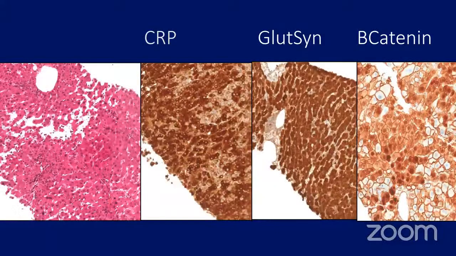So this is an example of an exon 7, 8 beta-catenin mutated adenoma, and here you can see that this one would have the sinusoidal dilatation, the inflammatory infiltrate, and the CRP protein is strong diffuse positive, but also the glutamine synthetase and the beta-catenin are also positive. So this would be an exon 7, 8 mutated adenoma, and it also has the inflammatory phenotype.